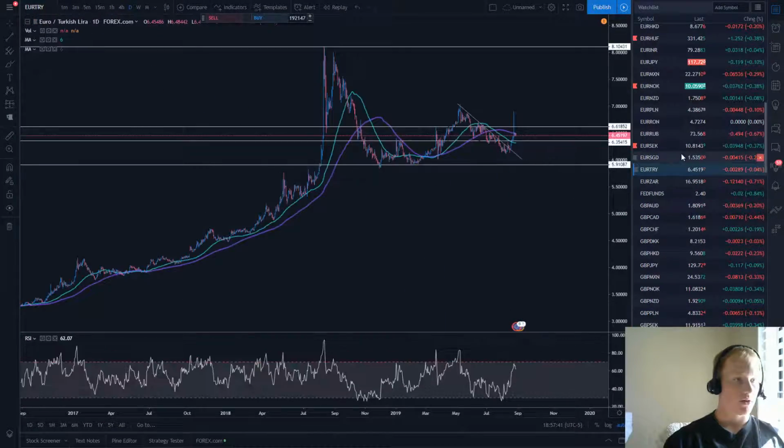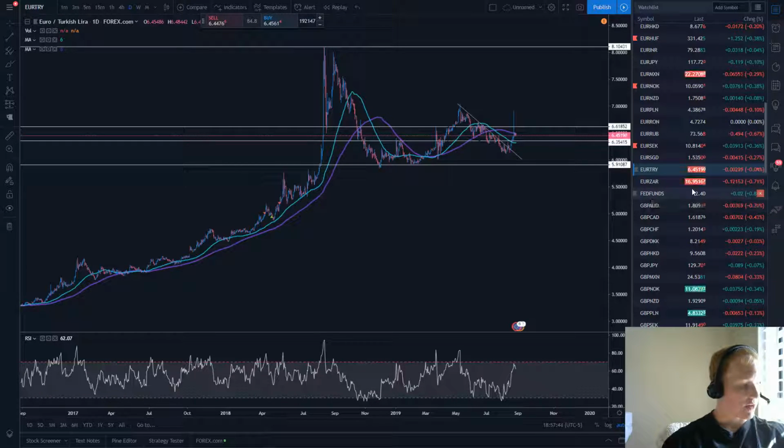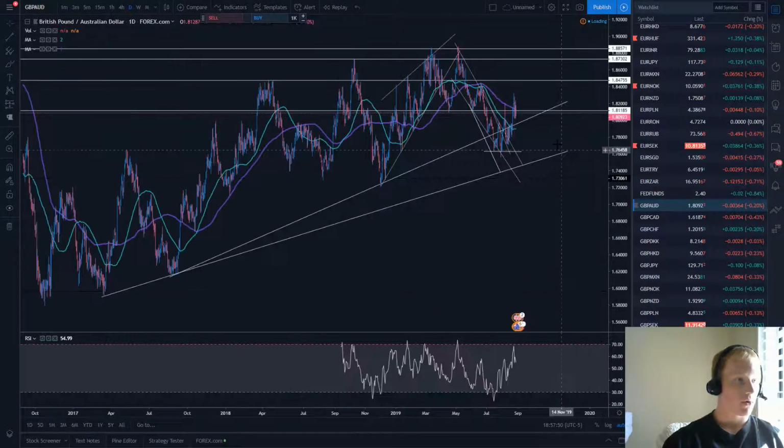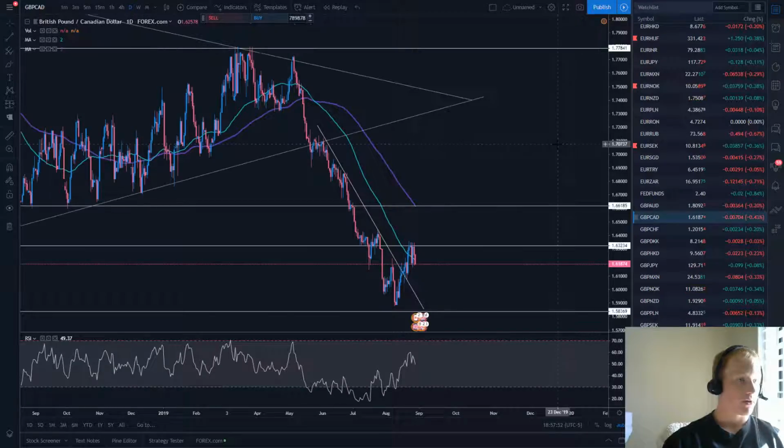Euro SGD, Euro TRY. What time is it? I got a pan in the oven I got to take out very shortly here. Okay. Euro ZAR. GBP AUD, no. GBP CAD.